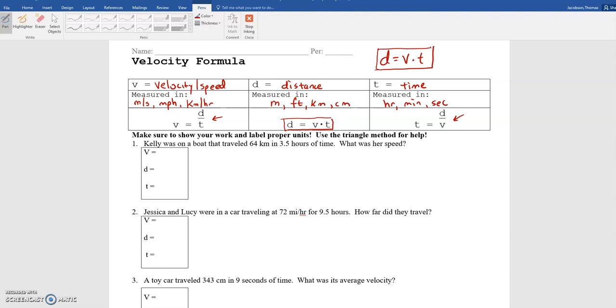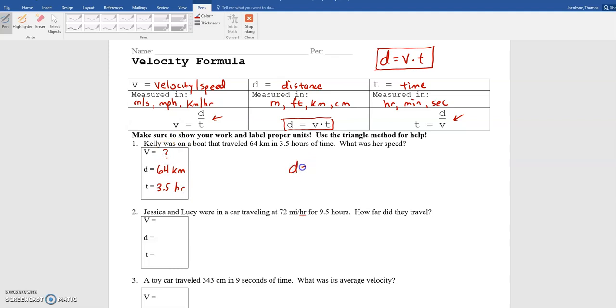Number one says Kelly's on a boat that's traveling 64 kilometers in 3.5 hours of time. What was her speed? So I'm going to go ahead and write out my givens. She traveled 64 kilometers. That's my distance. Kilometers are distances. 3.5 hours of time, so 3.5 hours. And I don't know her speed, so I'm going to put a question mark.